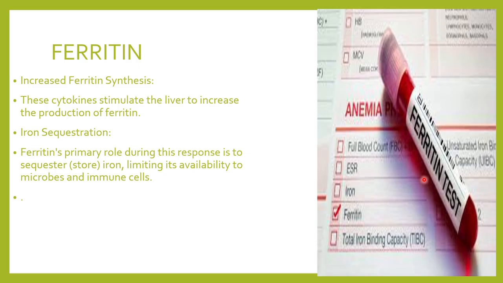So if you see the iron levels in inflammation, they will be reduced, and the level of ferritin will increase, because it will go and catch hold of the iron molecules, and it will see that the iron is not available to the bacteria and the other cells. So ferritin is increased. Albumin.